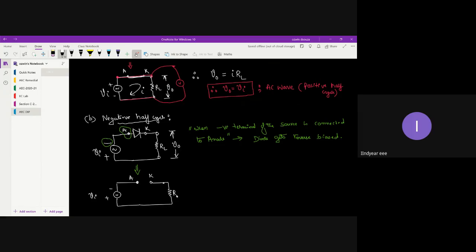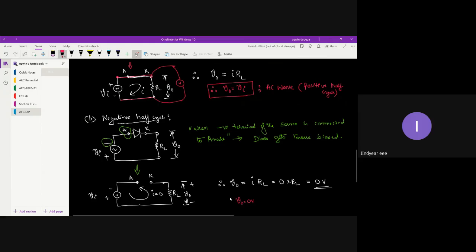All right, so this is your RL and this is my V0. The current flow normally we take from negative terminal to positive terminal. It should have been in the anti-clockwise direction, but there is no current because there is an open circuit. Due to which, what happens to my output? Can anyone tell me what is the value of output? Your output is nothing but current into load resistance. Current is zero and there is resistance. The product becomes 0 volts. So for the negative half cycle, your output is equal to 0 volts.